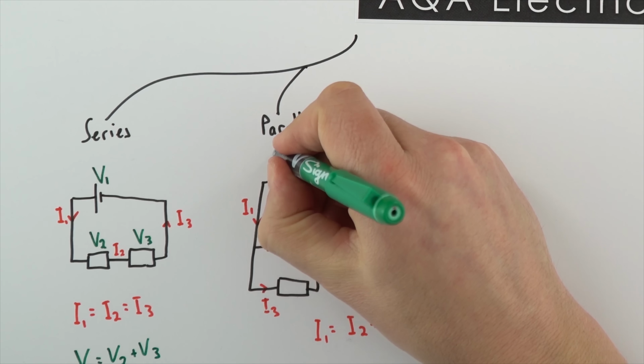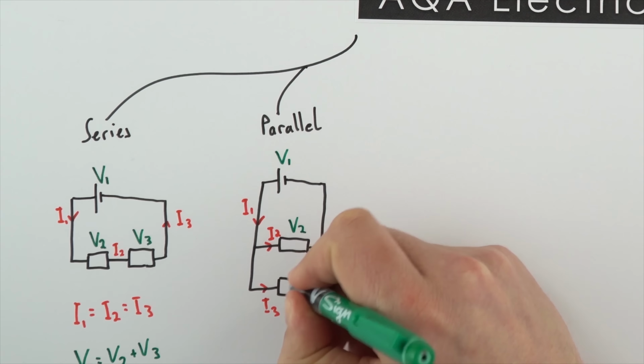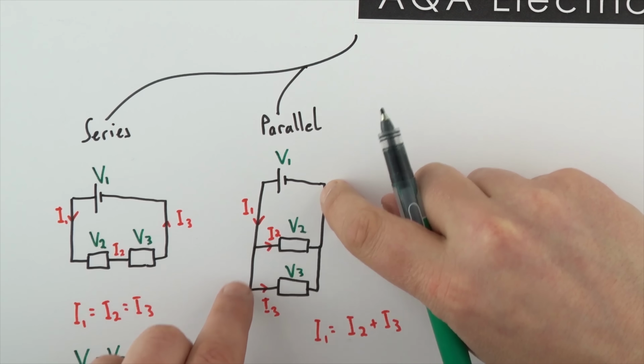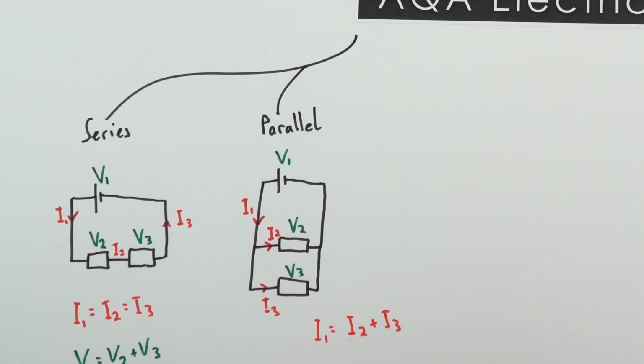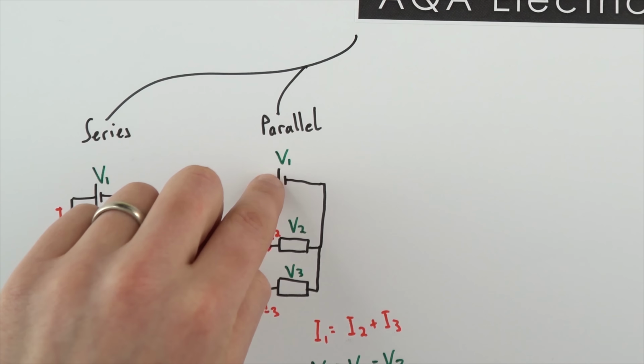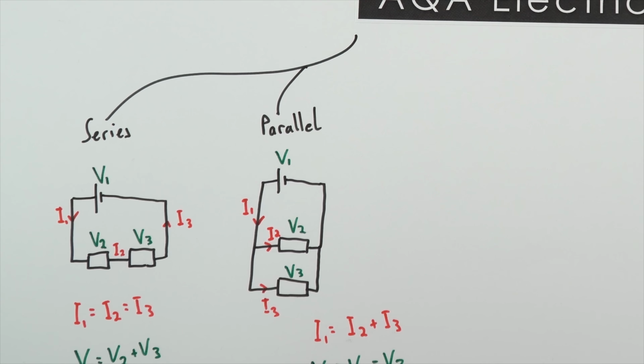In this circuit, however, if we've got V1 here, V2 and V3, we find that the potential difference across each loop of this parallel circuit is the same. So here we find that V1 is equal to V2, which is equal to V3. So potential difference around any loop in a parallel circuit is going to be the same.